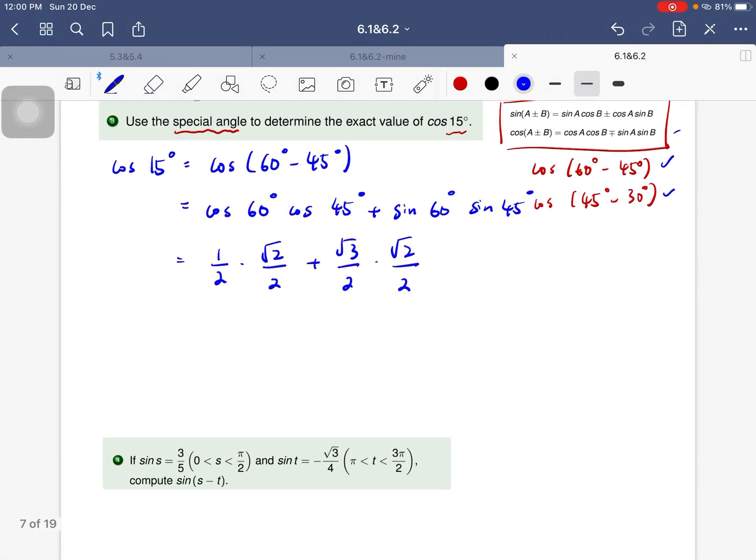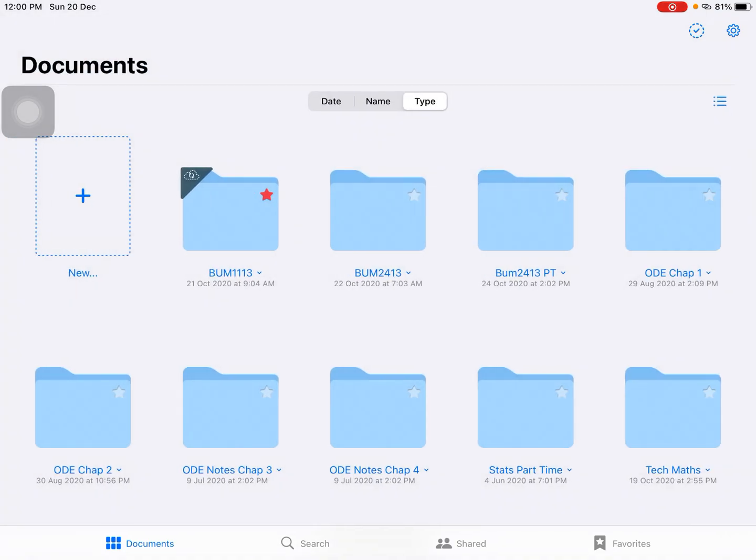Let's close this. We don't need this anymore. Now we can simplify our answer. For the first term, a half multiplied by square root 2 over 2, I will get square root 2 over 4. Plus on this side, I'm going to end up with square root of 6 over 4. So I can write that this is going to equal square root 2 plus square root of 6 over 4. No need to simplify. Just leave it like this. Even if you leave it like this, that should be fine as well.